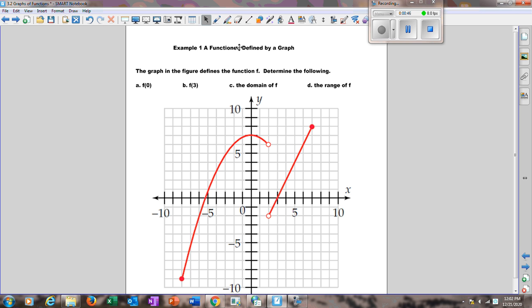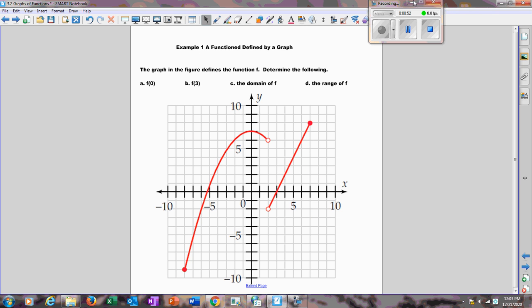So if we're looking for f of 0, that means that we plug in when x is equal to 0. So basically what this is asking for is when x is 0, what is y going to be equal to? If I look at my graph, when x is 0, y is 7. I can tell that because that's where it crosses, right there. So that would be 7. What about f of 3? So I go over to 3, and y is equal to 0.